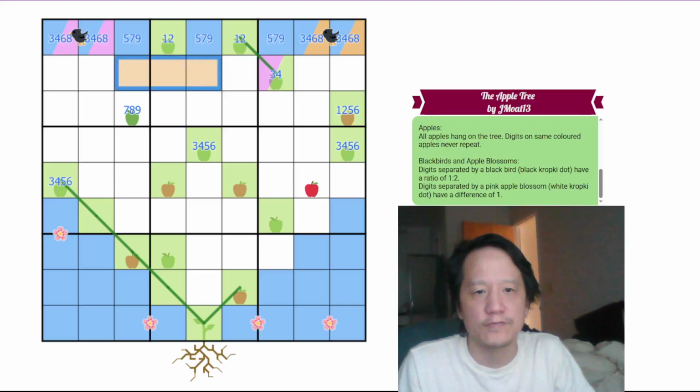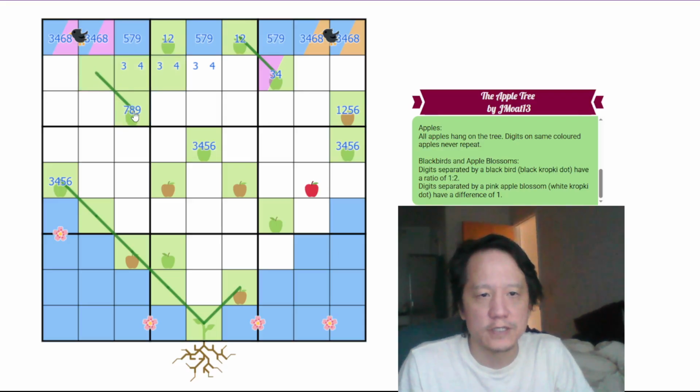That means none of these... Sorry, all of these must be branches. So it must extend to here, here, and here. This cannot extend here because the rest of the branches will not work. So these cannot be branches. This cannot be a branch. So since this can't be a branch, this has to be 1 or 2. This is 7, 8, or 9.